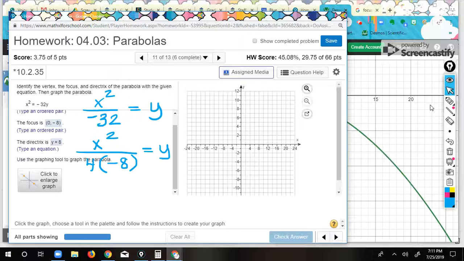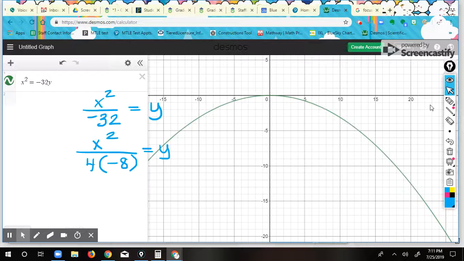And now to graph it, this is where I ran into trouble. Hopefully I don't this time, because it looks like I've got a real nice point here at 8, negative 2.